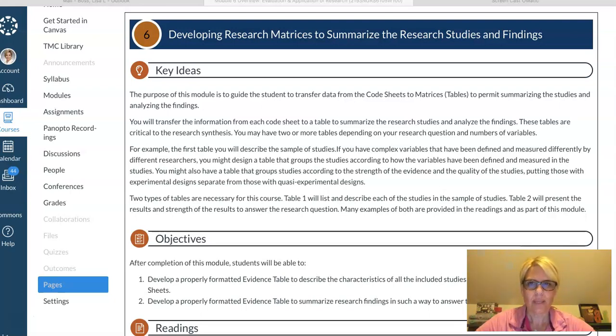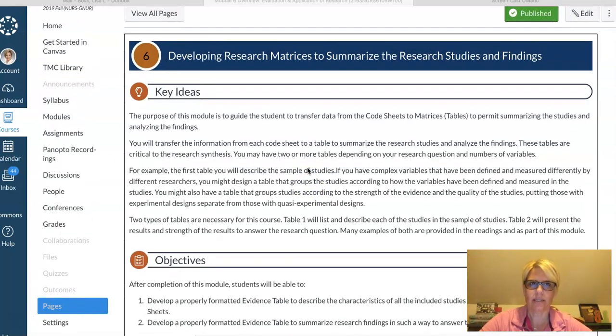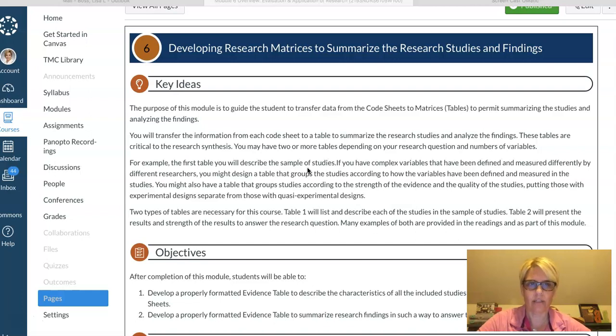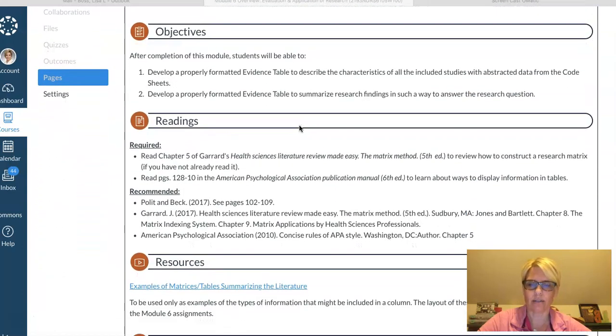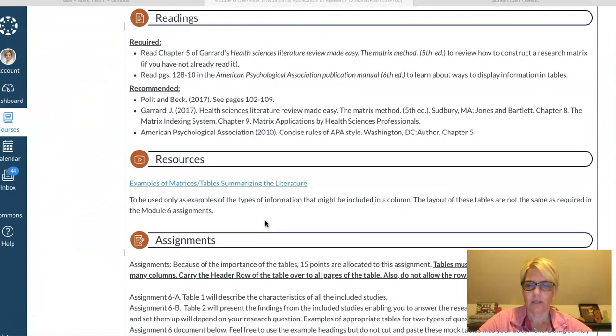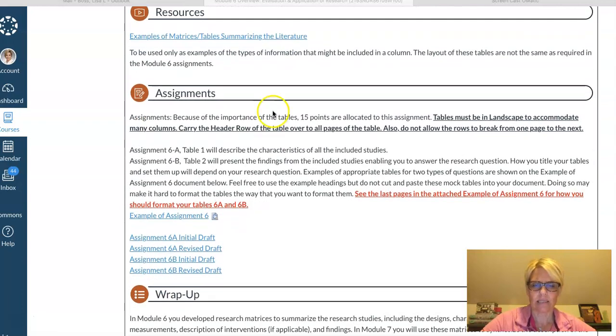So I'm here on Module 6 in 6105 Canvas, and you have some very good information here in terms of your key ideas and your objectives and your readings. Your lead faculty has also given you some good examples that we'll go through. And then your assignment. So we're going to be doing 6A and 6B, and it's two different tables.